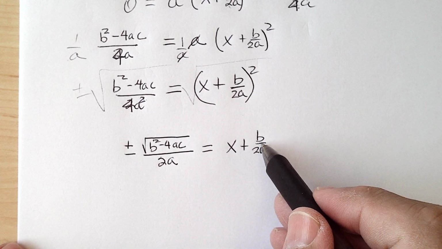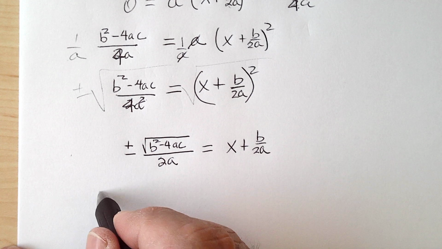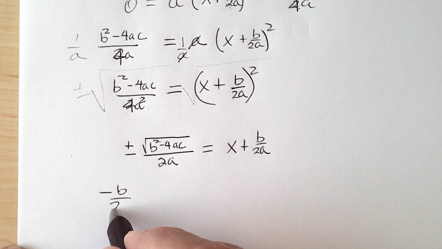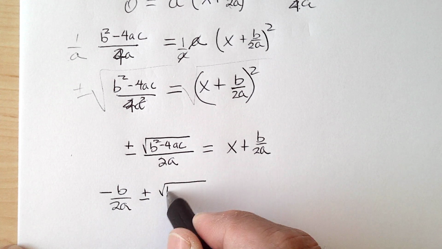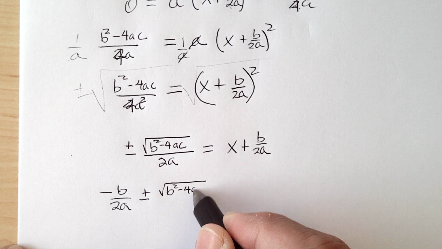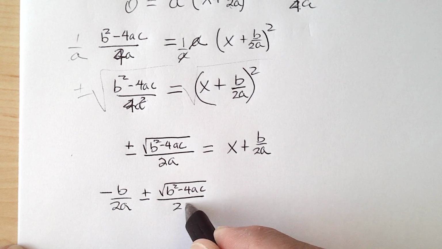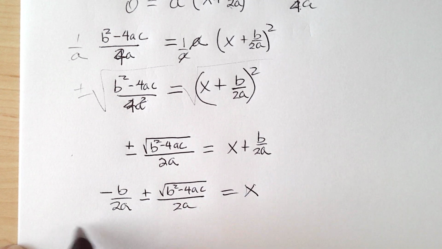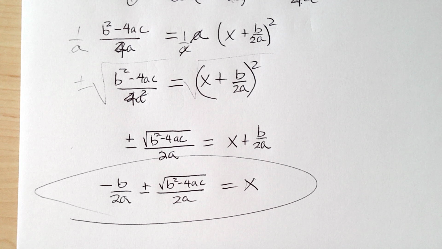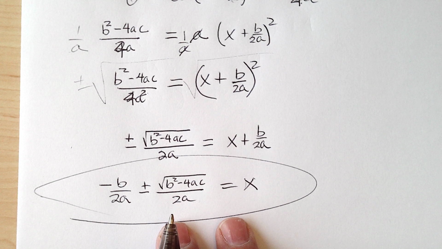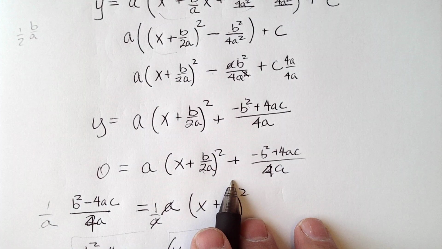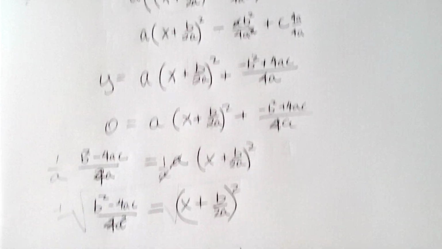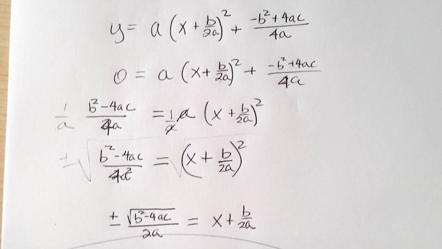And finally, if I subtract b over 2a from both sides, I get minus b over 2a plus or minus the square root of b squared minus 4ac over 2a, which you recognize, hopefully, as the quadratic formula. That's where it came from. Completing the square on the general form and then finding the x-intercepts by setting it equal to 0 and solving for x.